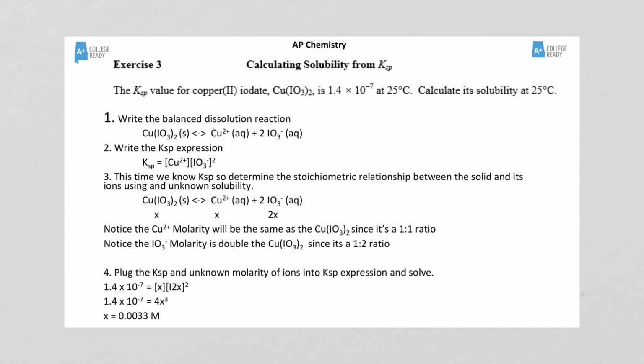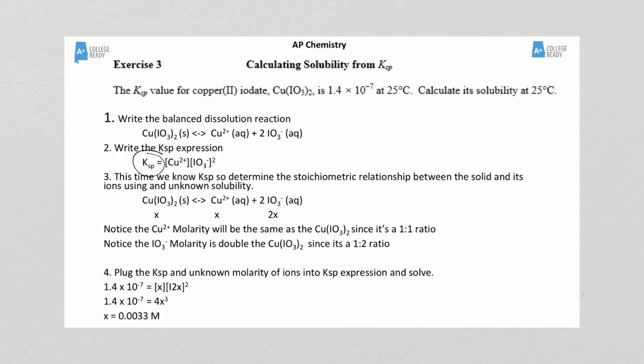So notice this is copper 2 iodate. We've got copper 2 plus, 2 iodate ions. Notice there's my KSP expression. This time, we don't know the solubility. All we know is this. So that means we have unknown ions, but we do know the relationship between each other.